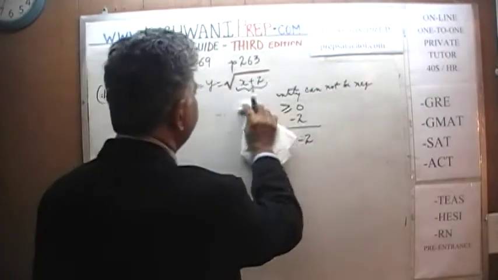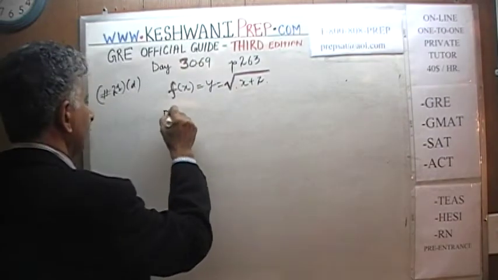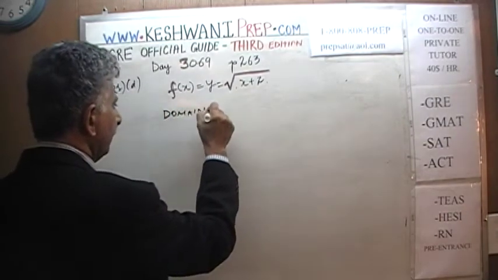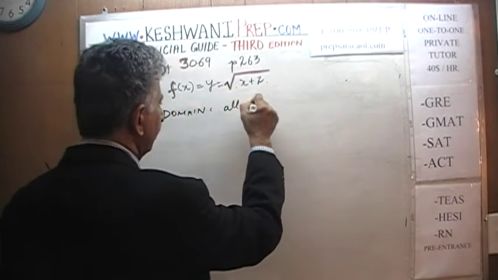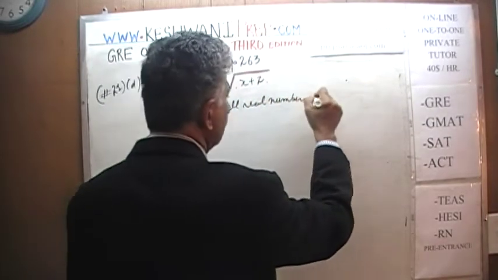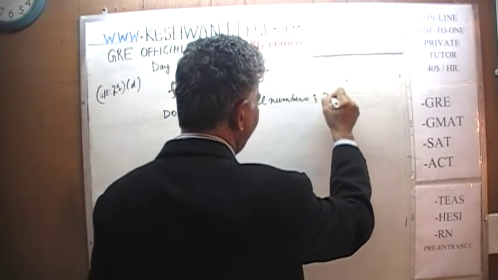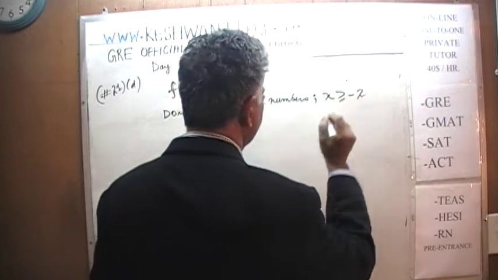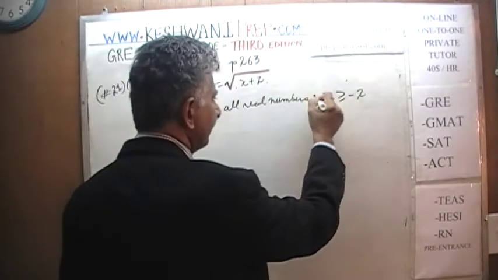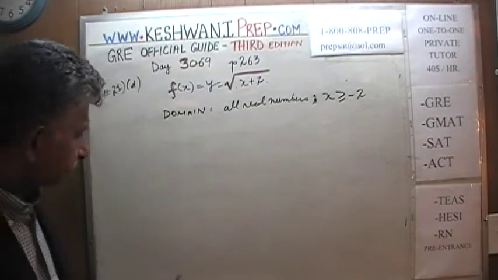So one more time, this is how we write it. The domain of this function is all real numbers such that, and such that we write like this, x is greater than or equal to negative 2. This is read as such that x is greater than or equal to negative 2. Let's plot it, shall we?